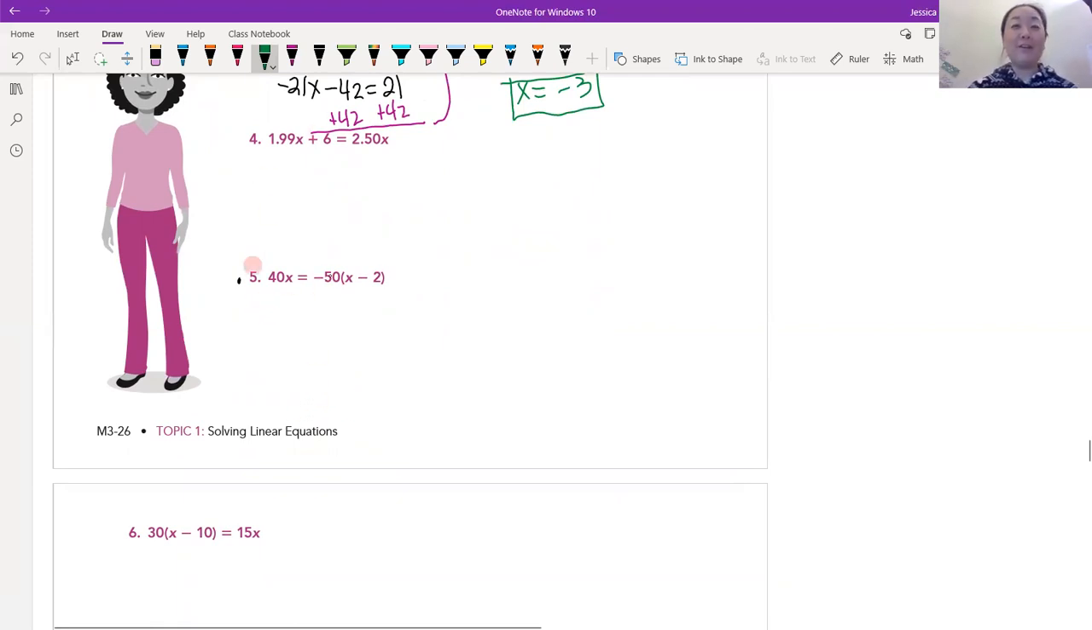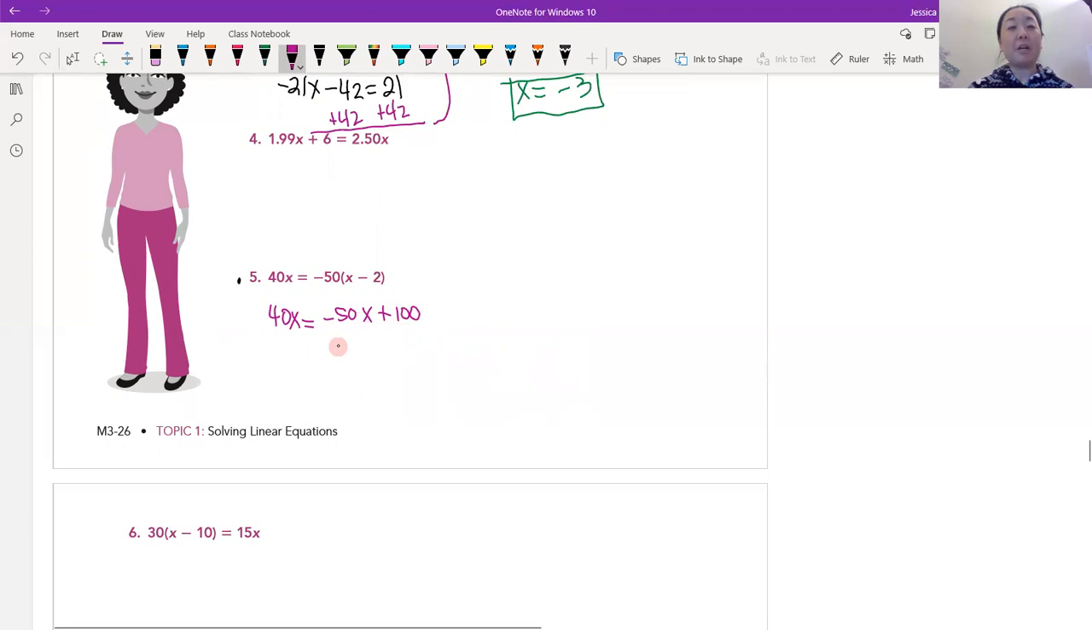All right, first step. Oh, good, no fractions. So nothing to multiply by, right? So we're done with that part and we're just going to go straight to, oops, changing the colors. I'm going to just distribute that guy. So negative 50x plus 100, because remember negative 50 times a negative 2 is going to be positive 100. See what I did there?